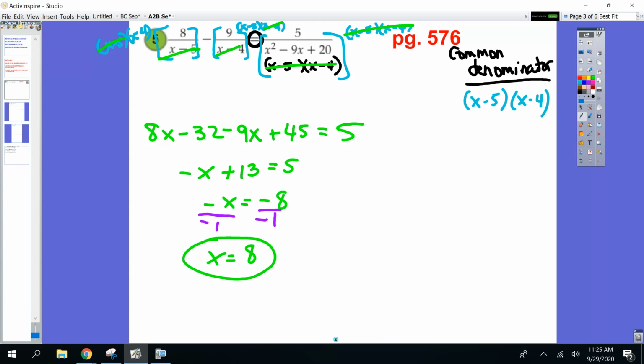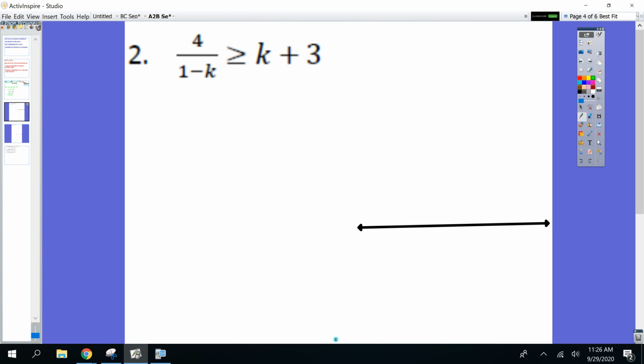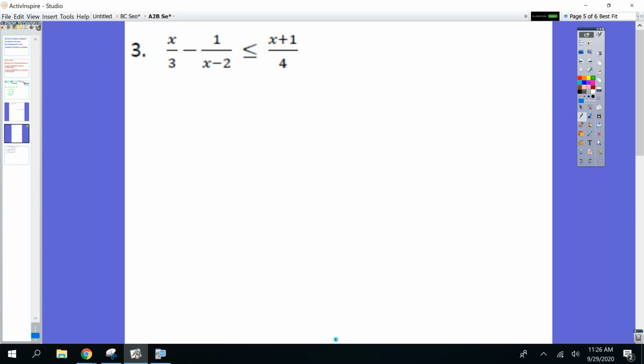All good? Okay, so let's go back to what we did on Friday, which was the inequalities. How do I solve something with inequalities? We did problem number 1 in class. So if you weren't here for class, you definitely want to watch that video on how we did number 1. I am going to leave number 2 up to you guys in about 6-7 minutes. Let's go to number 3 right now. Let's do 3 as a group.